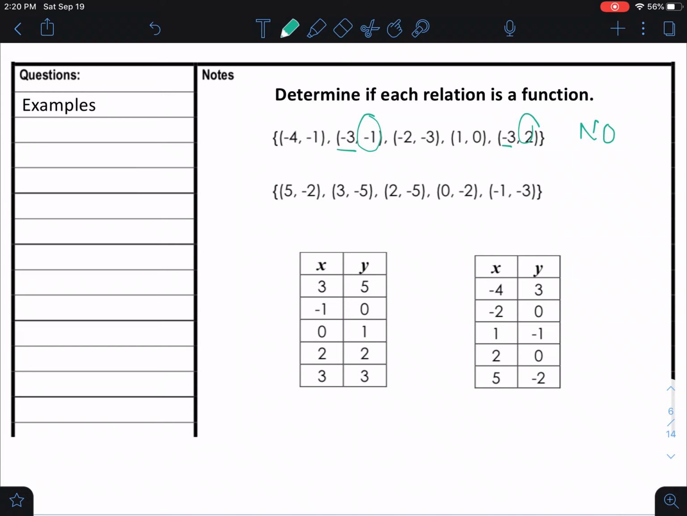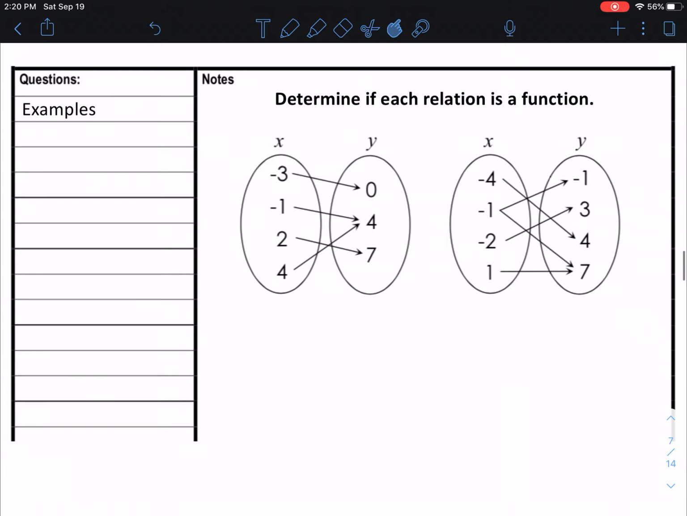Okay, how about the second one? I've got 5, 3, 2, 0, and -1. None of those repeat, so they each have their own distinct y value. All of the x values could go to the same y value. So even if all of these y's were the same number, that would be okay. So we're really looking at our x's to see if it goes to two different y's. So this one would also be no, and this would be yes.